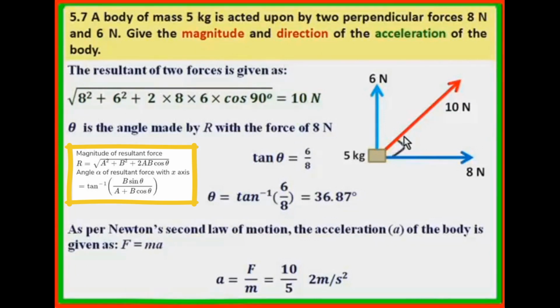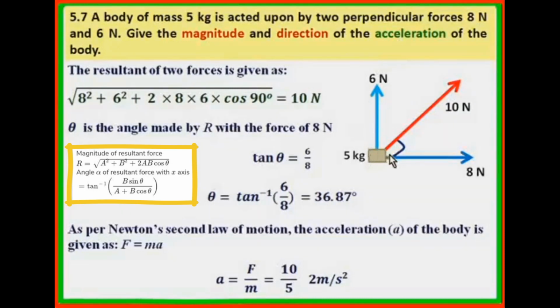We wanted to find the direction. The direction of the resultant of any two vectors will be given by the formula theta is equal to tan inverse of b sin theta divided by a plus b cos theta. We are using the same thing over here, so that we are getting the value of tan theta as 6 over 8, or tan inverse of 6 over 8 is going to be 36.87. So we found the magnitude and the direction of the resultant force as 10 Newton along the angle of 36.87 degree.